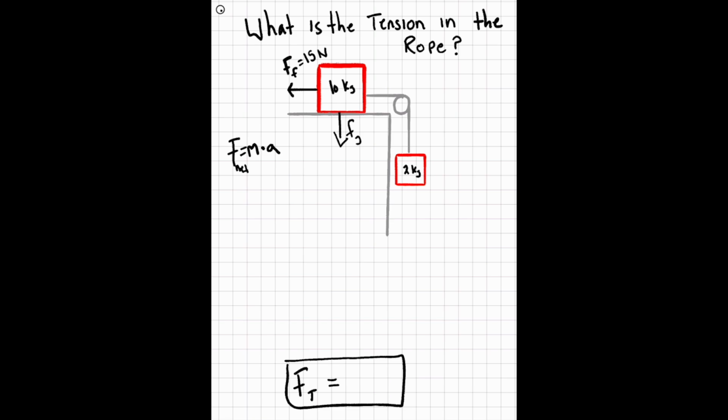So my point here with this block is that it's obviously not going through the table or whatever this surface is, and it's not levitating. So therefore, the F net in the vertical direction is 0. And that's, of course, because the normal force is canceling out the gravitational force, right?